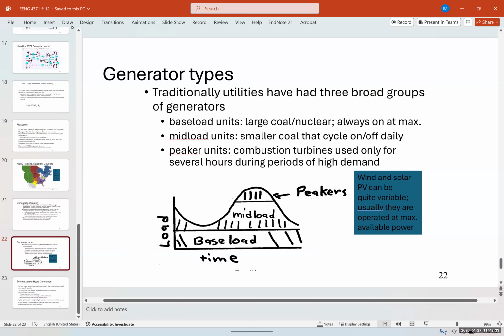Traditionally, utilities had three categories of generators. We have the base load units, which are the large coal power plants and nuclear plants. These are the ones that run 24/7, 365. We almost never turn them off. They continuously run because it's very difficult to turn them back on or even shut them down. It takes sometimes up to 24 hours. They only shut them down for maintenance.